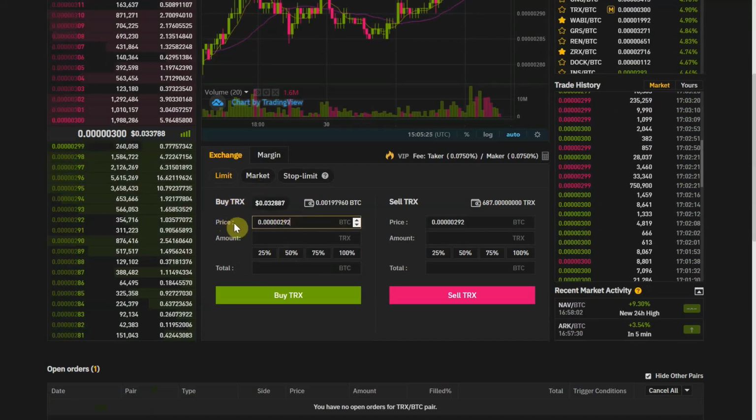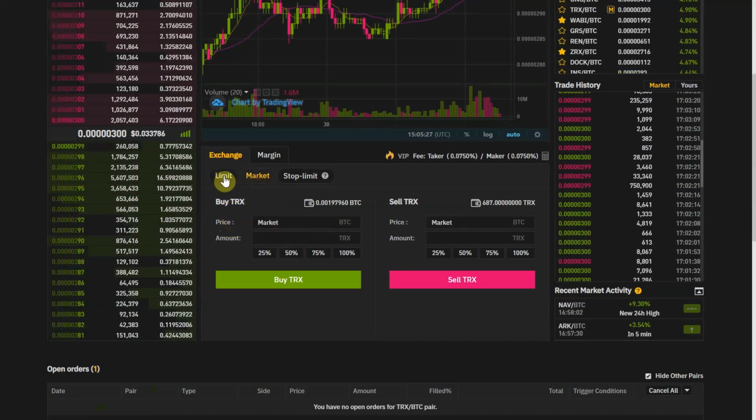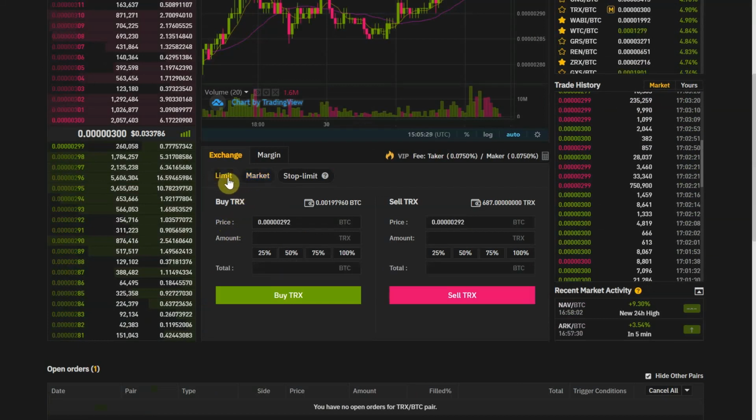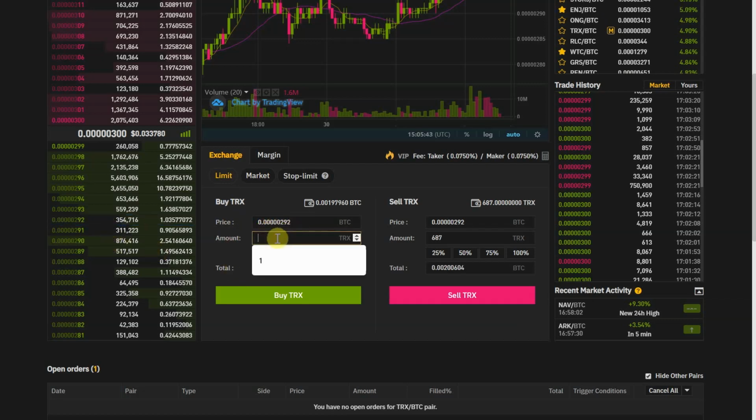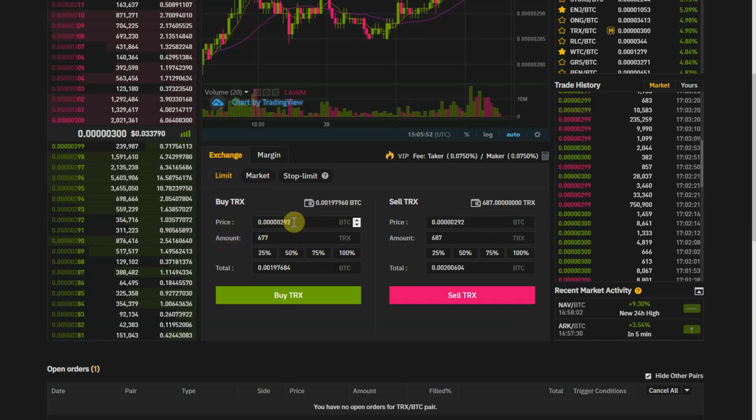So let's talk about market orders. So over here, the only difference between limit and market is that in limit you choose your price, how much you want to buy. Yeah, let's put this one, and I want to buy 50% of my BTC holdings. Well, 100%. I want to buy at 292. So I'm selecting the price, the amount, and that's it.